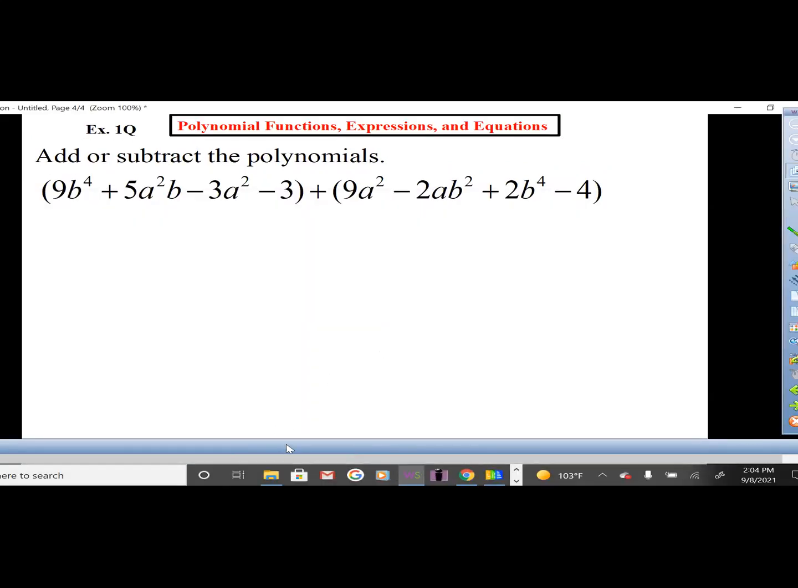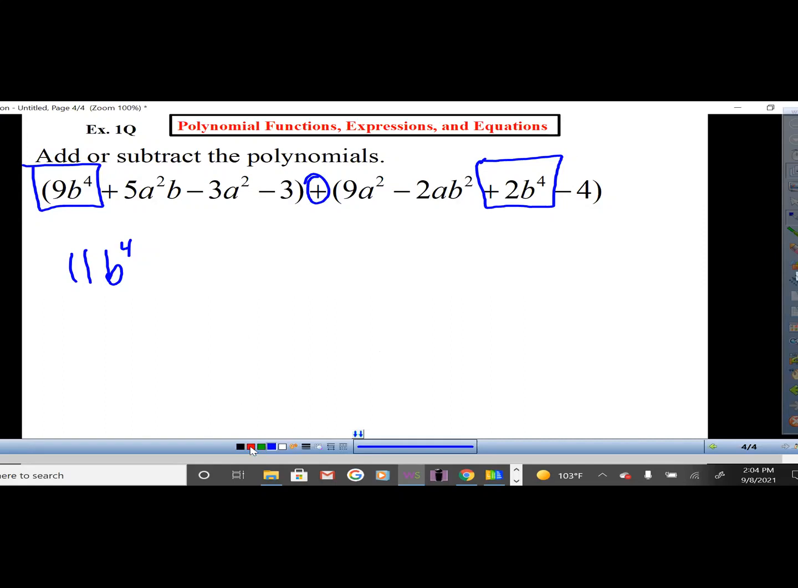All right, let me go over this one just to make sure we see what I see. First things first, let's check for addition. Do we have addition? Yes. So at this point, I start combining. We have 9b to the 4th, then 2b to the 4th. That gives us 11b to the 4th. Next, I have positive 5a squared b. Is there another a squared b? No. Now be careful. Some of you combined it with the other one over here, which is totally different. So I'm going to bring this one down, positive 5a squared b, and bring this one down by itself, negative 2ab squared.